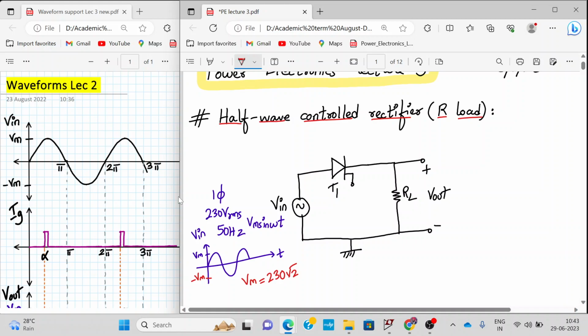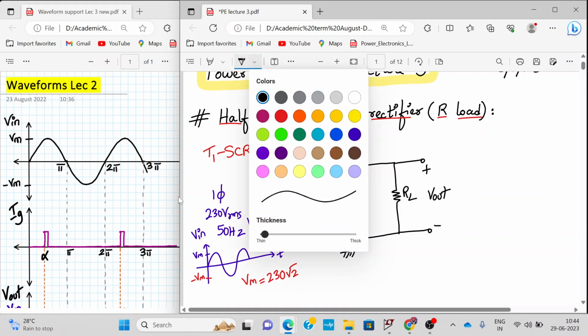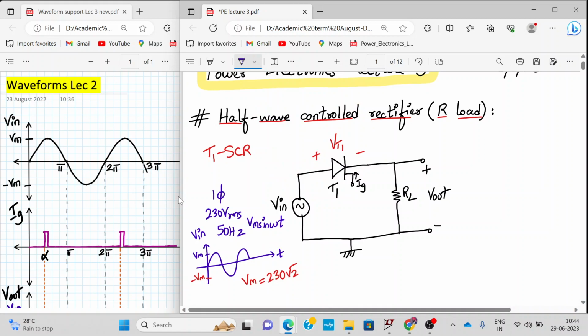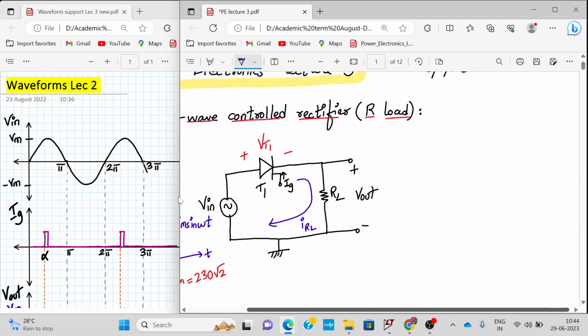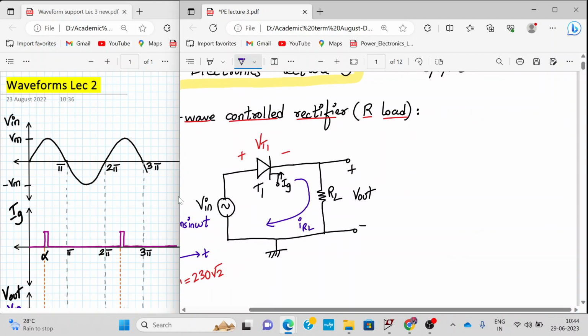So this is my SCR. The voltage across the SCR can be denoted as VT1. T1 is my SCR, silicon controlled rectifier. We also need to mark the gate current IG, which flows into the gate terminal. And what is the main current flowing through the circuit? The main current will be IRL, or we can also write ISCR. Now let us start with the working of the circuit.